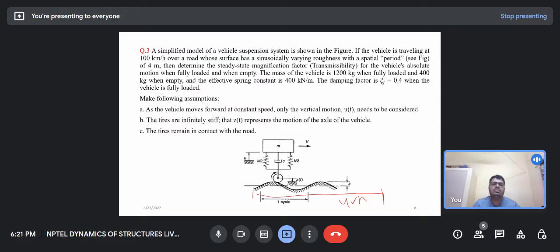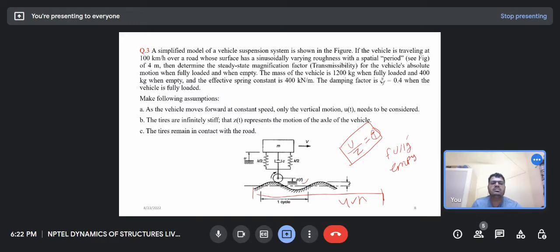I will show you how the transmissibility expression comes out. This is Z, the ground displacement, and this is U, the vehicle displacement. So U divided by Z is equal to transmissibility, as you know. I will show you how U by Z comes out to be the transmissibility in this question. You only have to calculate the transmissibility for both cases, if the vehicle is fully loaded and if the vehicle is empty.